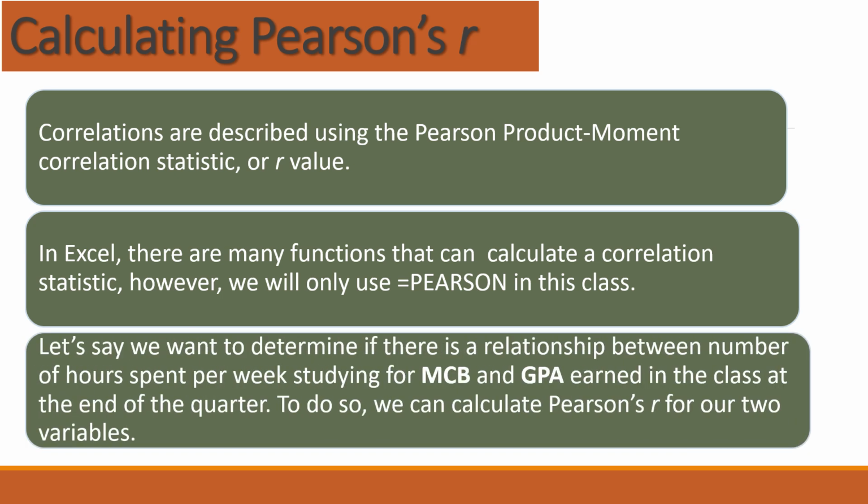Let's say we want to determine if there is a relationship between the number of hours spent per week studying MCB microbiology and the final grade point average, GPA, earned by the student in the class at the end of a semester or a quarter. To do so, we can calculate the Pearson's correlation for the two variables, that is, study hours versus the GPA scores.